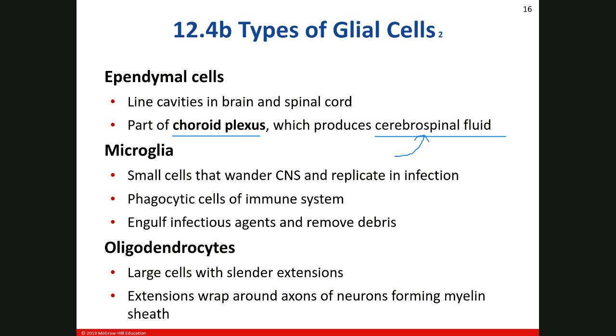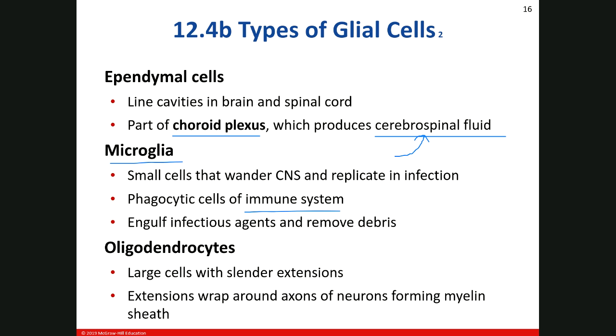All right, microglia. These are the cells that are going to initiate an immune response. They're very similar to a smaller version of a macrophage. All their job is just to wander around the central nervous system, and if they come across any pathogens, then they will actually destroy the pathogen.